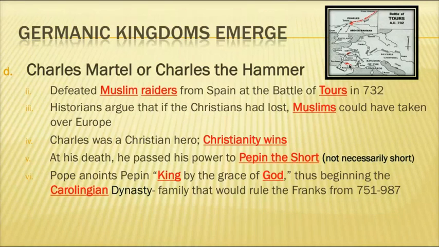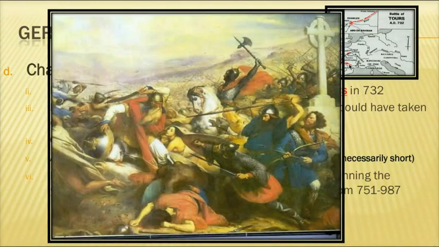But Pepin was anointed king by the grace of God, thus beginning the Carolingian dynasty, a family that would rule the Franks from 751 to 987 AD. It's this dynasty which is where we get Charlemagne from. Here's a picture of the Battle of Tours. It's Charles right there in the middle, defeating the Muslim raiders. Right here.